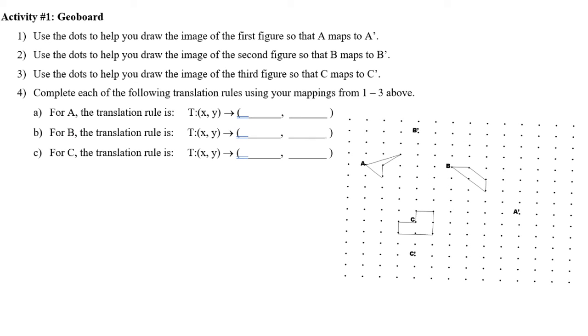Looking on the back at your notes, yours obviously looks a little bit bigger than mine on the screen. It tells you to use the dots to help you draw the image of the first figure A, so that maps to A prime. So it wants you to take this figure right here, A, and move it so that this point A matches up to A prime. So you want to redraw it over there, and then it asks you, how did it move? Did it move up? Did it move down? Did it move left? Did it move right? And then it wants you to give that in translation notation. And then do the same things for B and C.